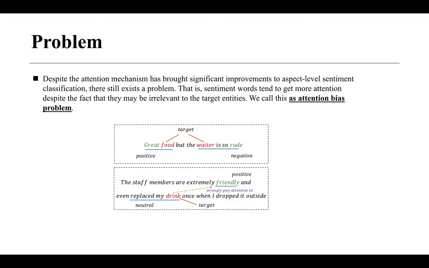As shown in the second sentence of the figure, the target word is drink and its real sentiment polarity is neutral. However, the sentiment word friendly tends to get surprisingly high attention, which may induce the model to output positive polarity.